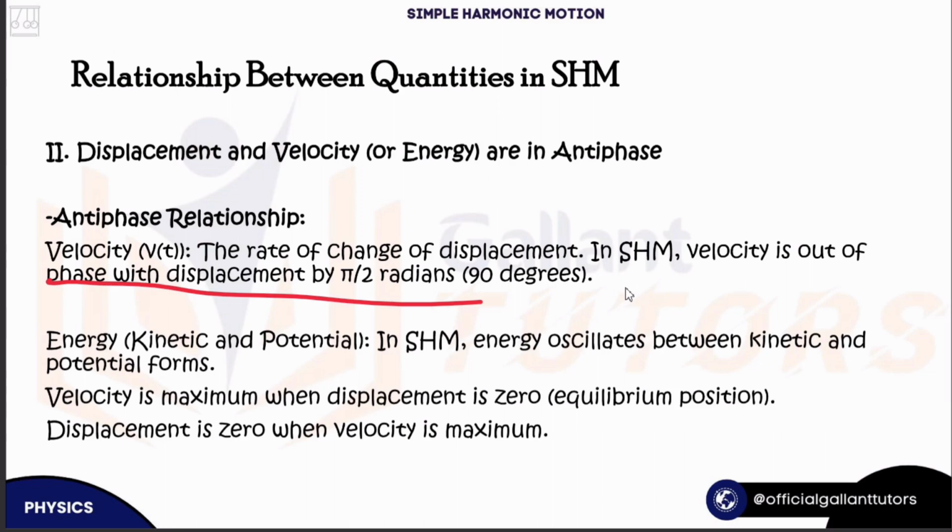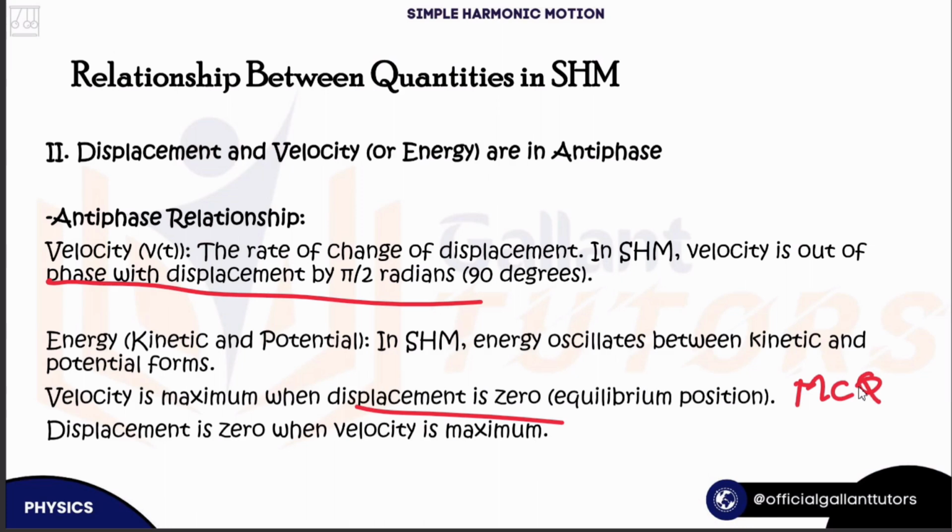So energy, either kinetic or potential energy, oscillates. The total energy of a simple harmonic motion can be divided into two forms, kinetic energy and potential energy. So in a simple harmonic motion, the total mechanical energy oscillates between kinetic and potential forms. Velocity is maximum when displacement is what? 0. Don't forget this. Velocity is maximum when the displacement is what? 0. MCQ. Displacement is 0 when velocity is maximum.